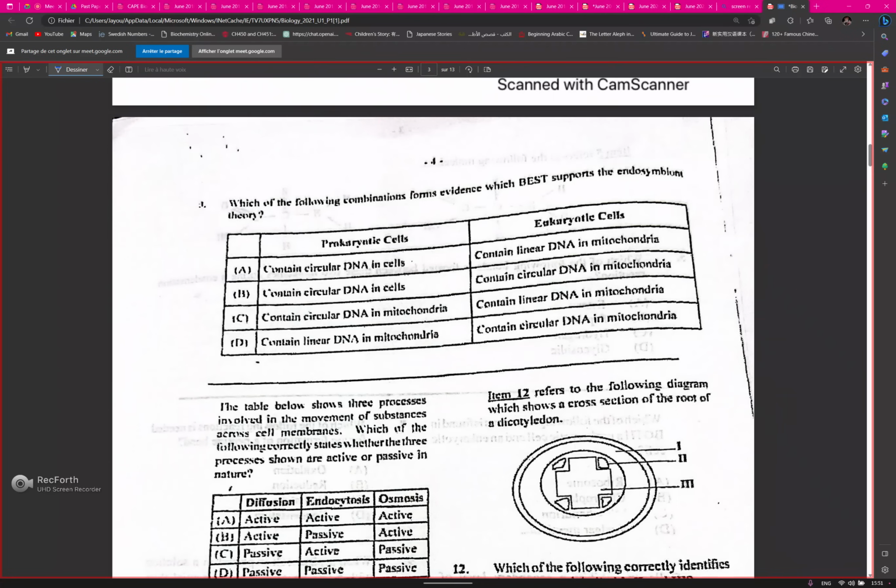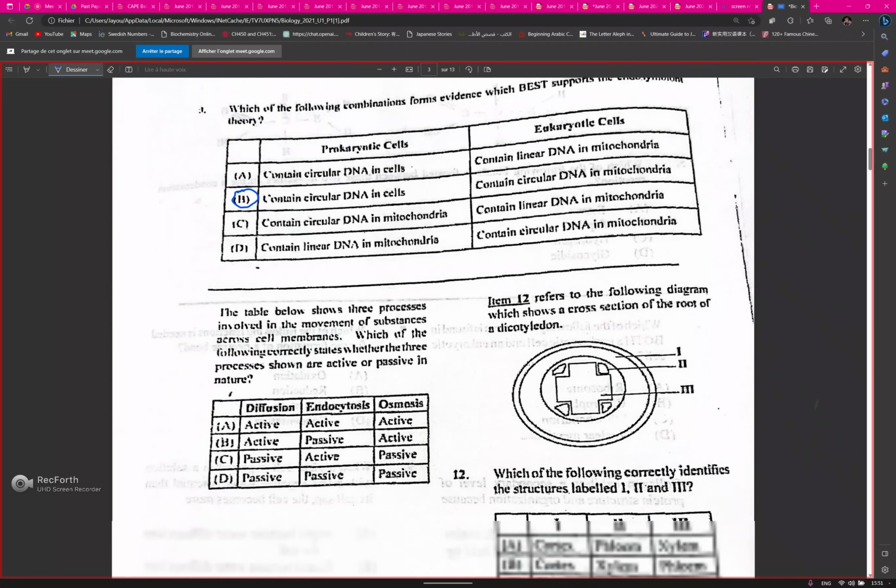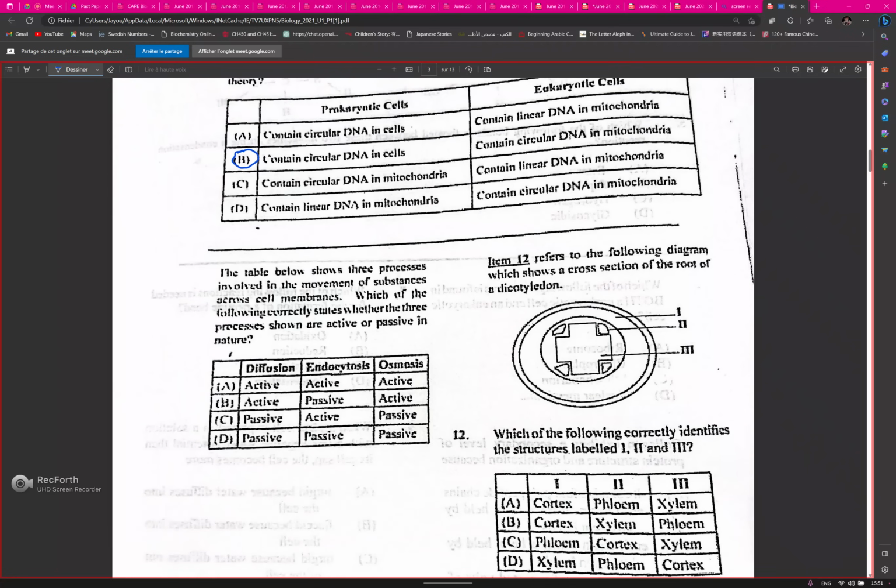This is a repeated question. What is the answer that supports it? B. Prokaryotes have circular DNA and mitochondria have circular DNA. So that gives a link between the two.